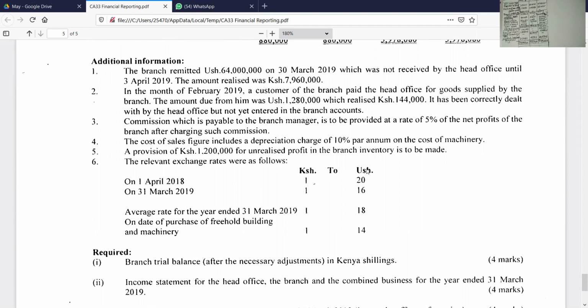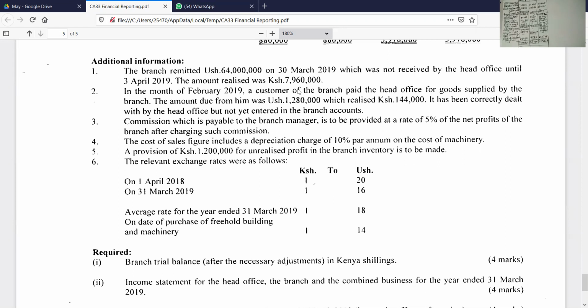The branch remitted Ugandan shilling 64 million on 30th March 2019, which was not received by the head office until 3rd April. So this is again cash in transit. It was our additional information number 2 in the previous question. The amount realized was 79.60. The other one was, I think, 49 something. So they changed that figure.